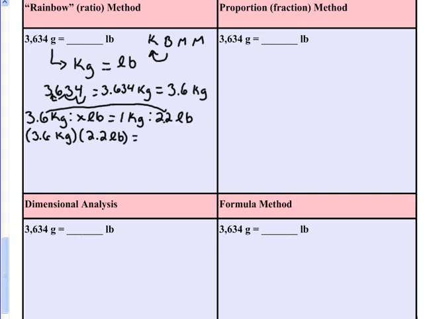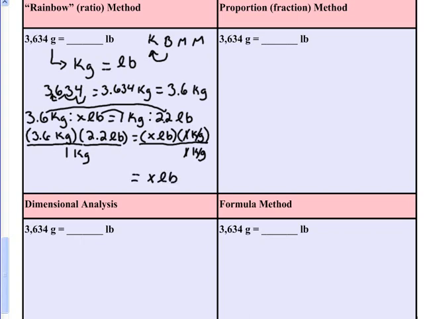We will set this equal to x pounds times 1 kilogram. In order to get x by itself, we must divide both sides by 1 kilogram. On the right-hand side of the equation, both the numbers 1 and the unit kilograms cancel, leaving us just with our x pounds.